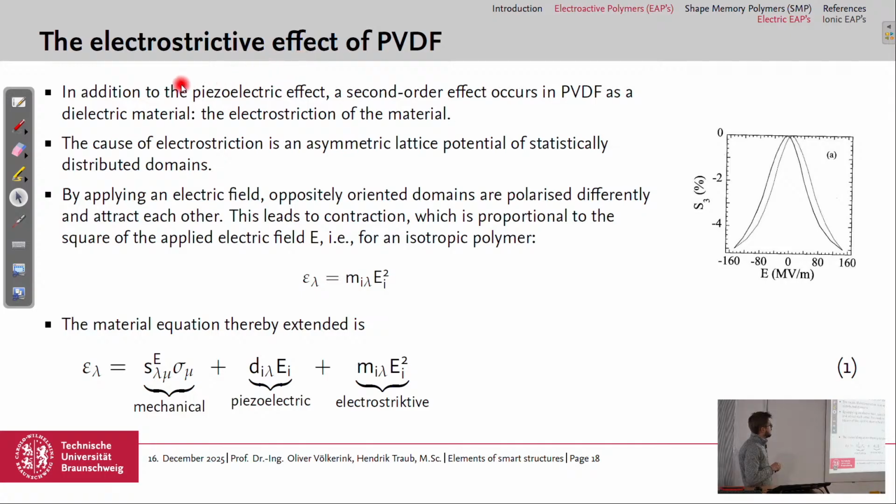There's also another effect, the electrostrictive effect, which is a second order effect. The electrostriction of the material, like a dielectric material, is caused by the asymmetric lattice potential of these distributed domains. And by applying the electric field, oppositely oriented domains would attract each other, and this would lead to a contraction. So this is not caused by the piezoelectric effect but by the electrostrictive effect, which is far less than the piezoelectric effect. But we can also include it in our equation or in our model for the small signal behavior. So then we have not only the mechanical and the piezoelectric terms in it, but also the electrostrictive effect.